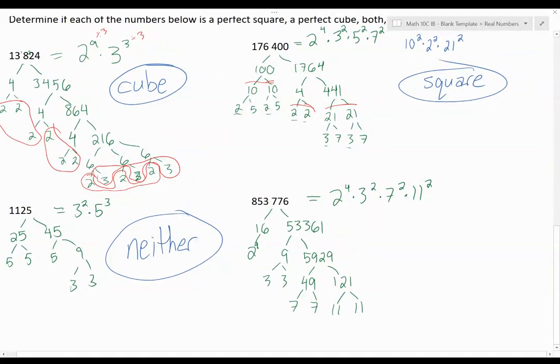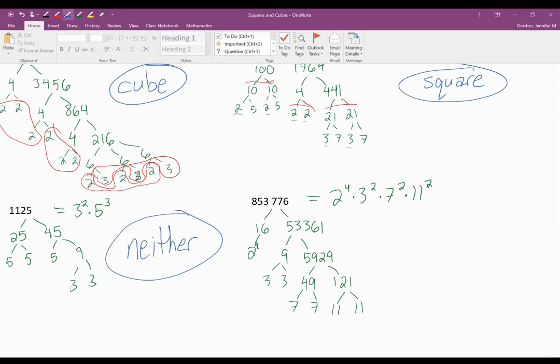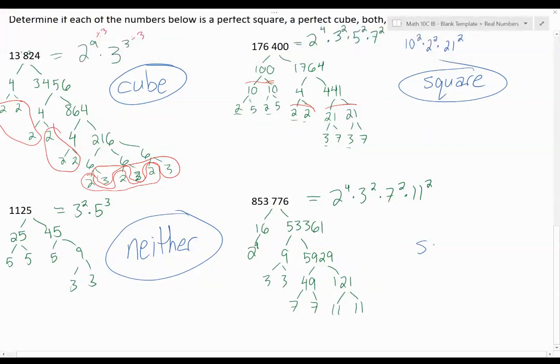Now it is possible for the number to be both a perfect square and a perfect cube if they are both even and divisible by 3. In other words, if all the powers are multiples of 6. But in this case, that is not the case, so we just have squares.